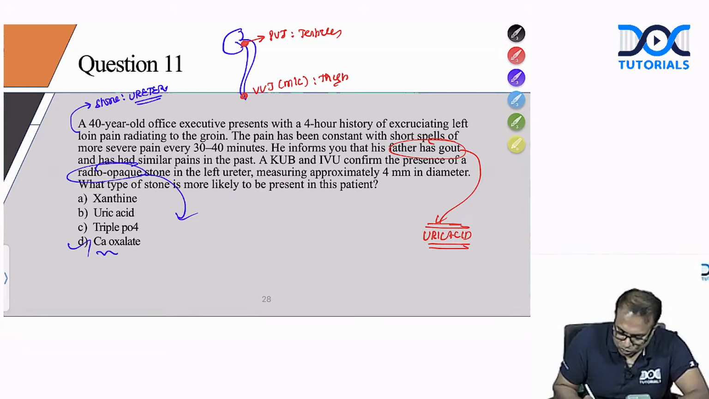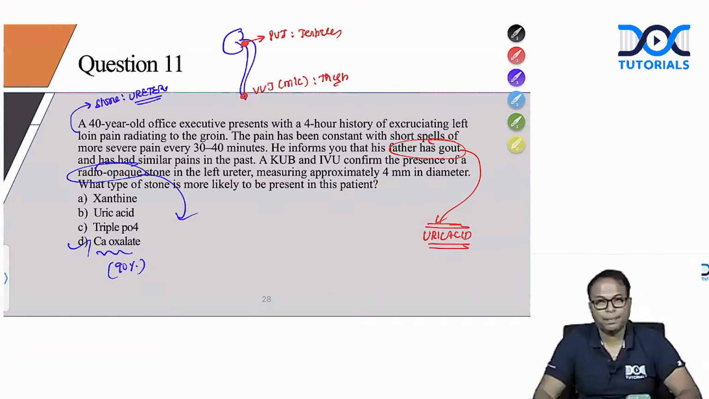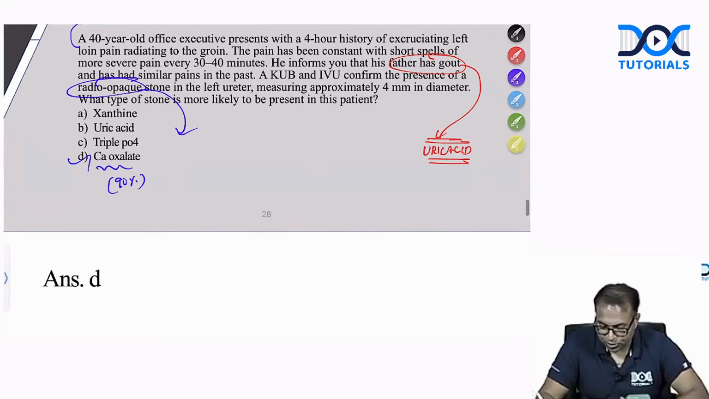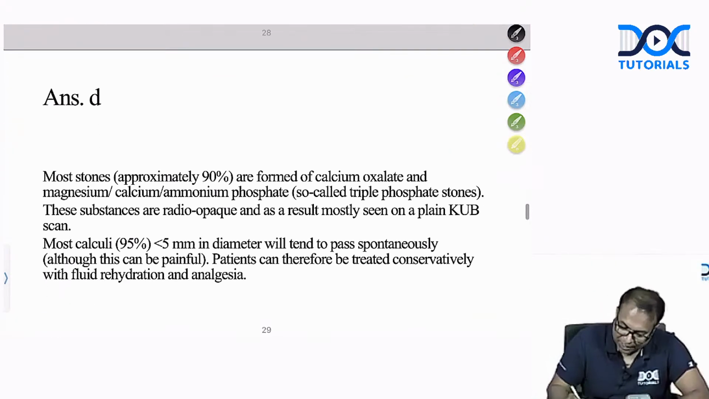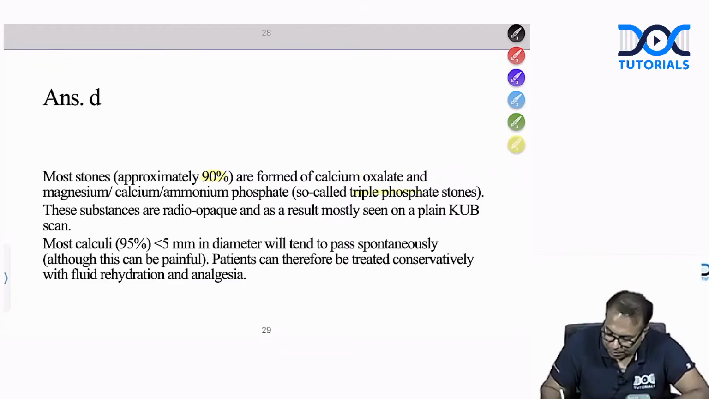Radiopaque stone, the most common, 90% of us getting a stone, is calcium oxalate stone. The answer is D. This is how the questions which you know very well will mislead you. Be careful when answering the question. So the father had gout. He is not having gout. This patient is having a typical calcium oxalate stone. The most common stone is calcium. 90% of the time, you get a stone as calcium oxalate stone, and other stones are triple phosphate stones.